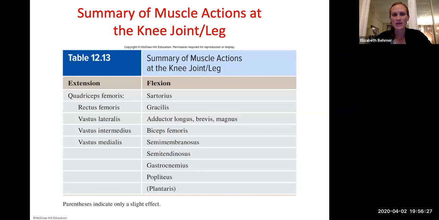Okay. Summary of the muscles. I wonder why I included that there. Sorry if you guys can hear my kids in the bathtub.